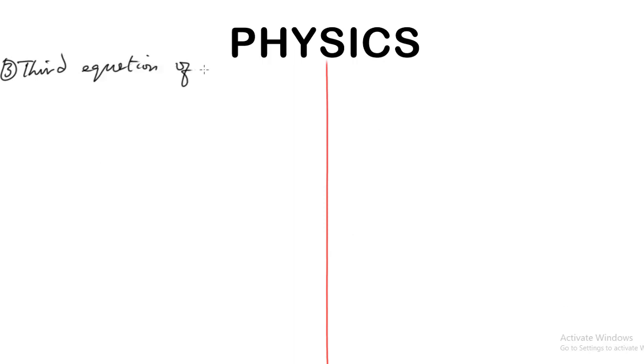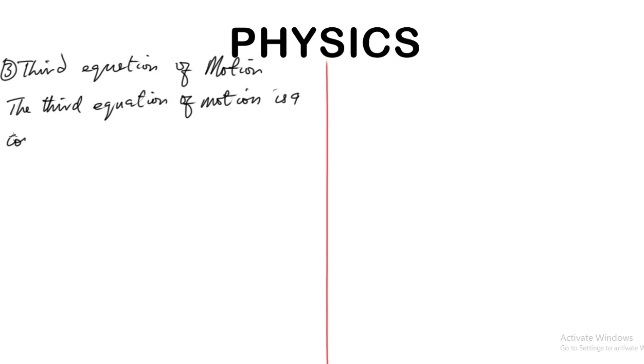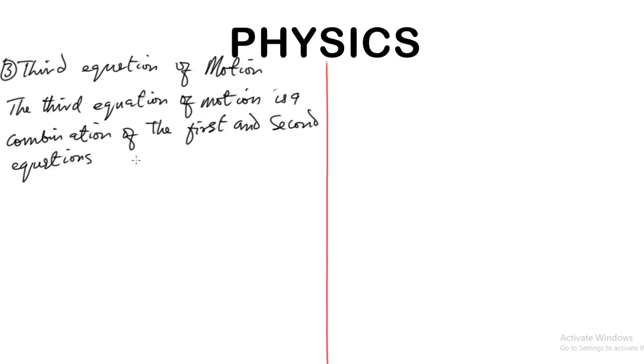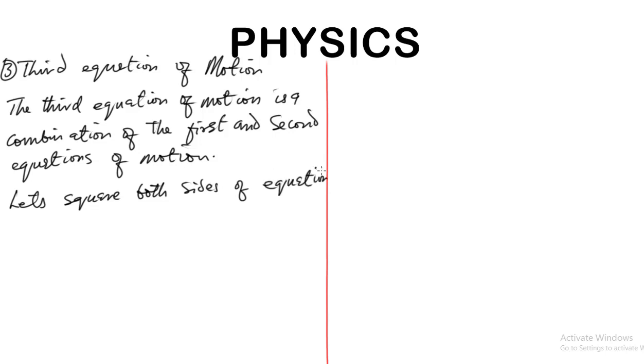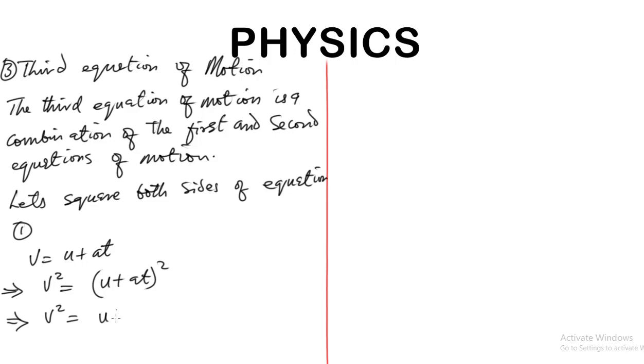Now let's take a look at the third equation of motion. The third equation of motion is a combination of the first two equations of motion. It is a combination of the second and first equations. So let's begin by squaring both sides of the first equation. v is equal to u plus at. So if we square it, we have that v squared is equal to u plus at squared.